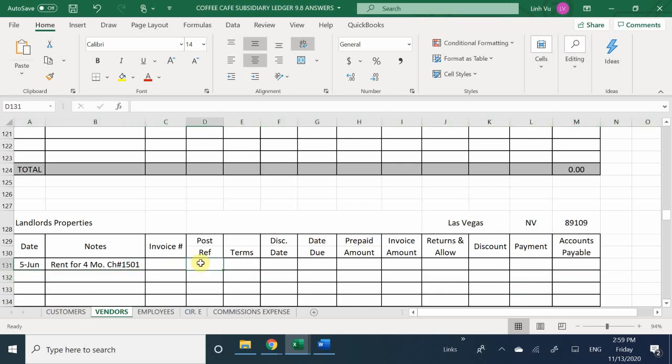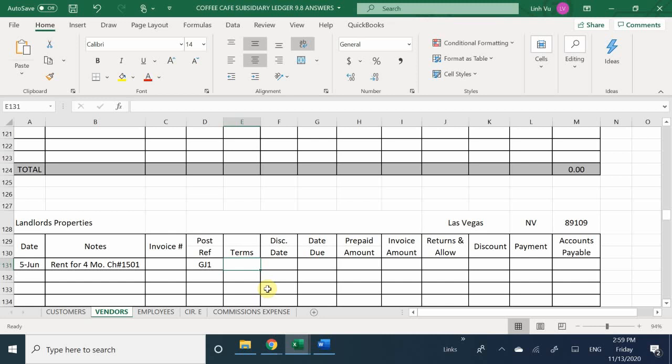Okay? So same thing, your post reference is going to be whatever you placed it in the journal. So general journal number 1. In this case, this is rent. They're not going to give you any discounts for anything. All right? And because we made advance payment for 3 months, there's no due date or rent due date, right?